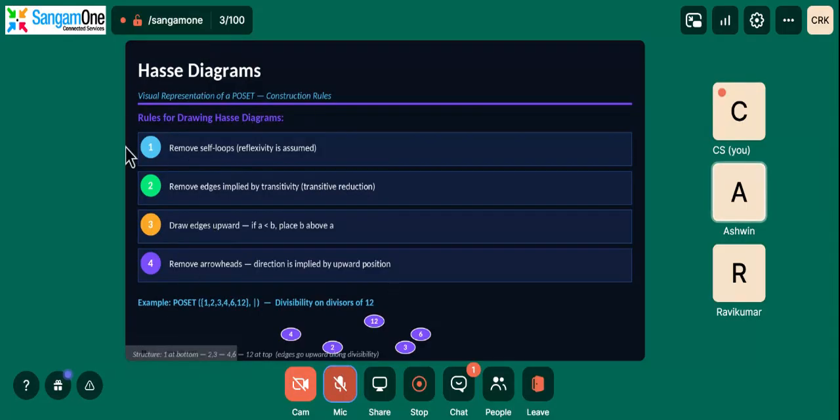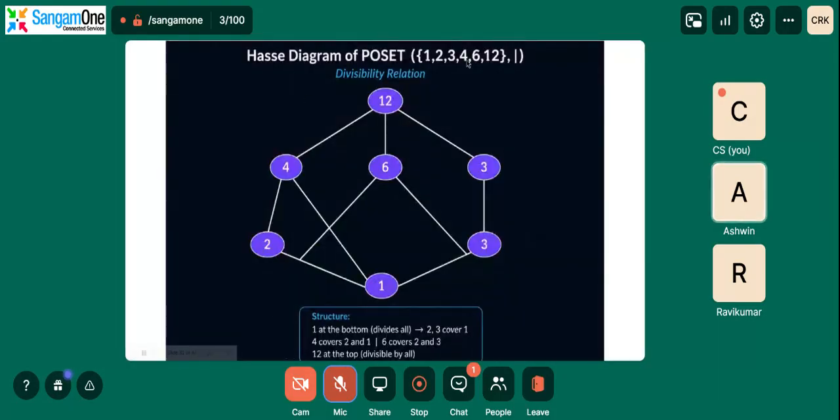These are the rules for Hasse diagram construction. You can just note it down. Usually they ask questions based on this, but you should be able to construct one also. This is the Hasse diagram of the poset {1, 2, 3, 4, 6, 12} with the division relation.